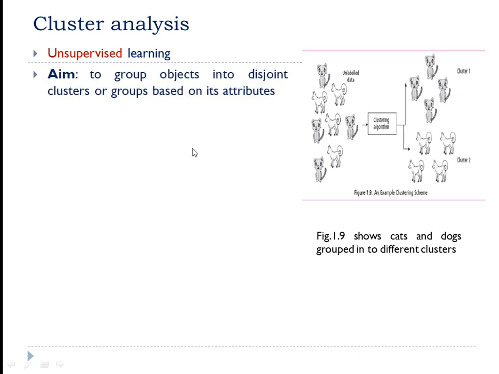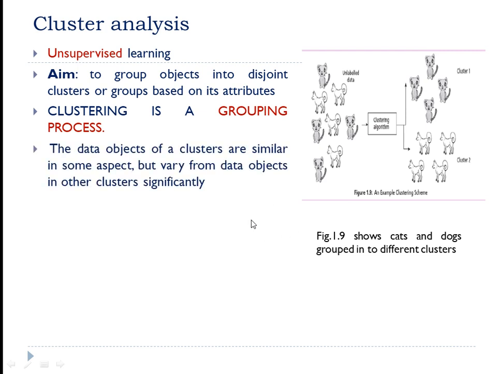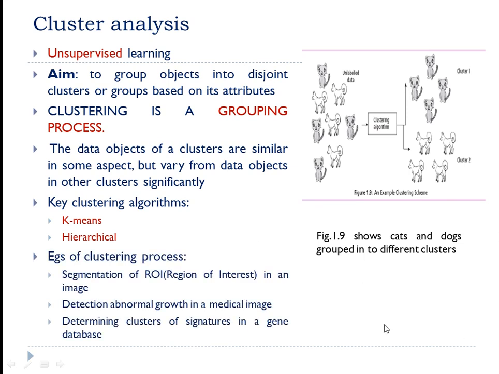So the objective here is to group the objects into disjoint clusters or different clusters based upon their attributes. Basically, clustering is a grouping process. Okay, so the data objects of a cluster are very similar. The objects of one cluster are very similar to each other, and they are quite different from another one. See, all these 4 cats are similar to each other, but they are very different from the images which are there in cluster 2. So the key clustering algorithms which we will be discussing further are k-means clustering and hierarchical clustering. Some of the examples of clustering processes are segmentation of region of interest.